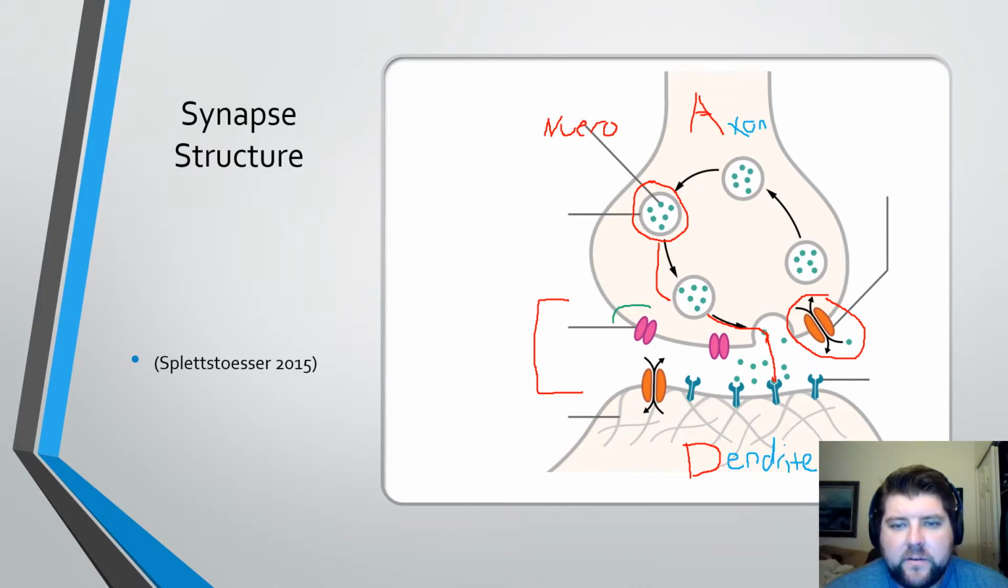Lastly, we have these channels here. So these are voltage gated calcium channels, but they also allow for the ionic exchange of calcium and also sodium. So these allow for a change in the potential from the axon to the dendrite and allow for the synapse to take place.